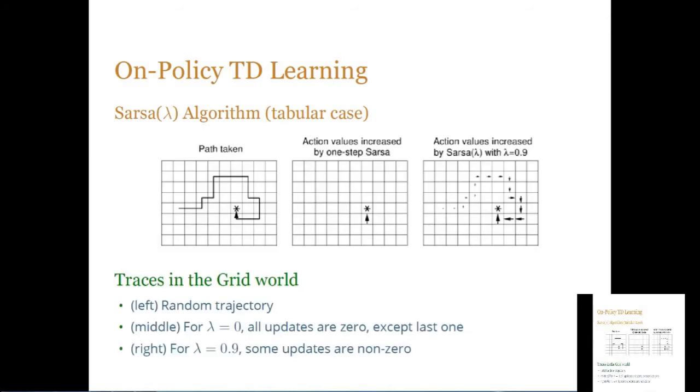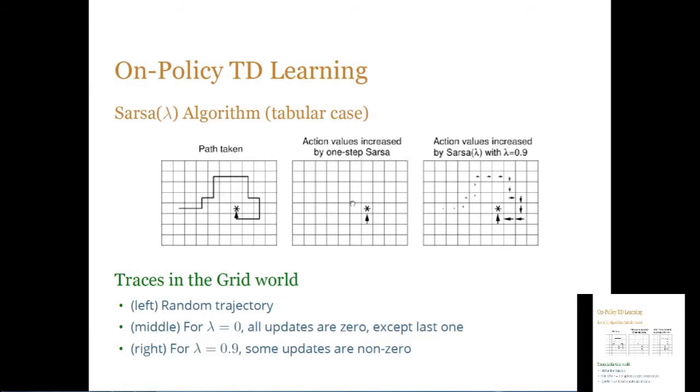So this is just to illustrate how this Sarsa lambda works. This is a very simple grid world. We have an agent that starts here, the initial state, and this is the goal state. And this is an example that illustrates how these Sarsa updates are performed. What you see here is an example of a path that starts from the initial state and reaches the goal. There's some randomness here, so this is a random trajectory.